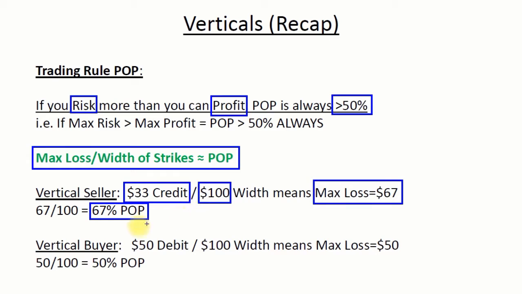Okay, so how do we do that on the buyer side? Well, it's the exact same thing, but in this case, remember when you buy something, the most you can lose is what you pay for it. So this is even easier. What we do is, if we bought a vertical and let's say we paid $50 for it, or 50 cents per dollar width, and the width was $1, which means 100. Well, our max loss is what we paid for it, so our max loss is $50. We take that 50, divided by the width of the strikes, and we get a rough POP of 50%. Great little shortcut to know in case you're not using the software that I'm using or the DOE software.